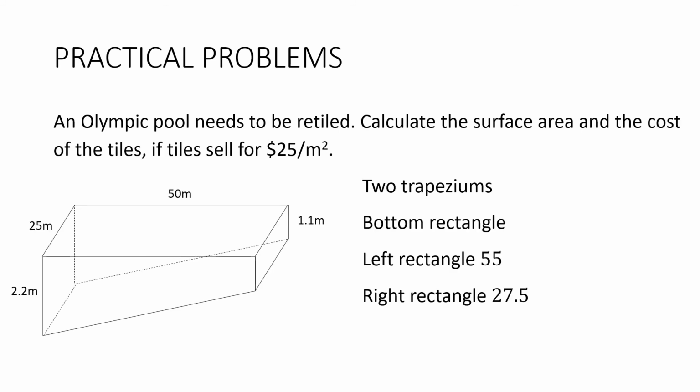So far we've got our left rectangle and our right rectangle, and now we have our two trapeziums, which is 165 metres squared. So all that remains is to work out the bottom rectangle, but we don't know this length here. So we're going to have to use Pythagoras' theorem to work that out.